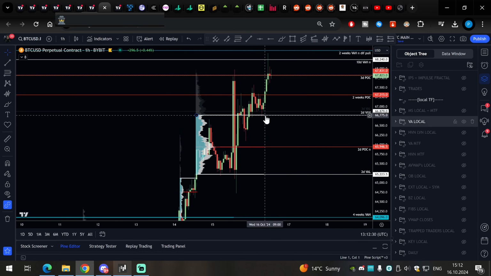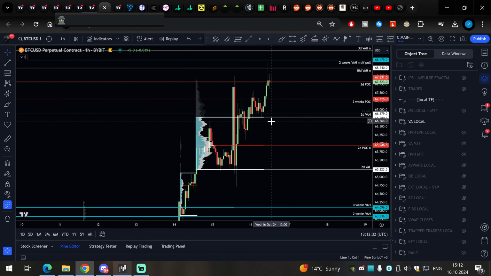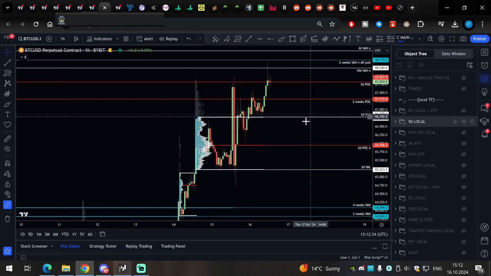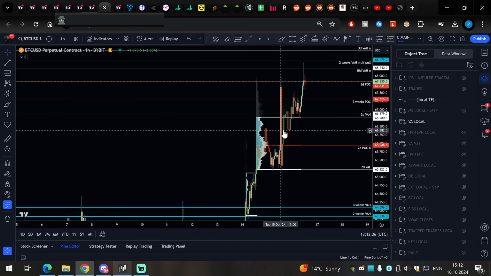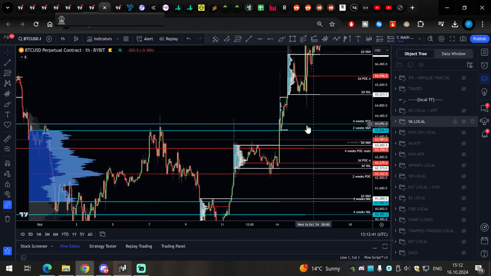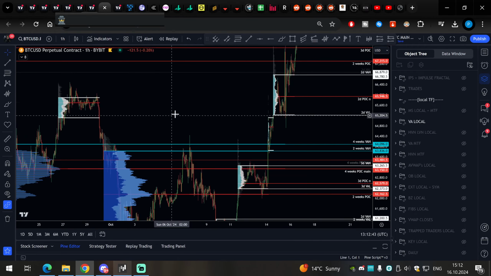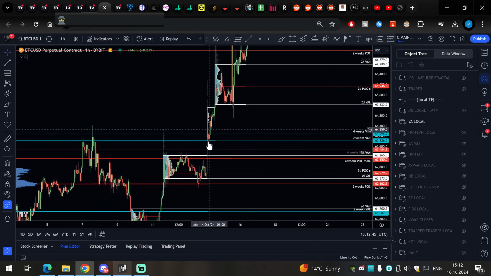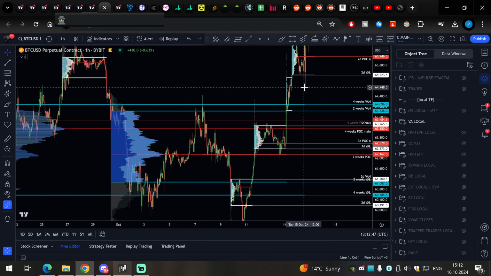So right now, if we want to see any more downside, we will need to lose 66,879 to get accepted into this range and do another rotation further to the downside. If you lose this range, there is very limited support in this pump. Actually, if you lose this low, it's very likely you will just go retest.